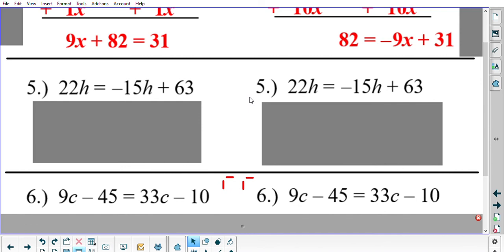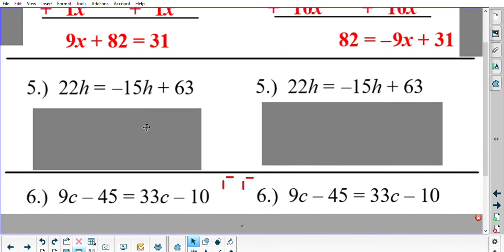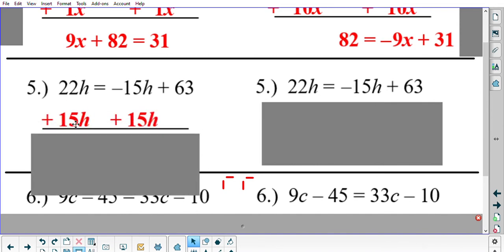Okay, I hope you did number 5 and 6 on your own. Let's see how you did. There's two ways of doing it. The best way, since number 5 had a side, the left side, with only a variable term, it's probably best to get the variable to end up being on that side.